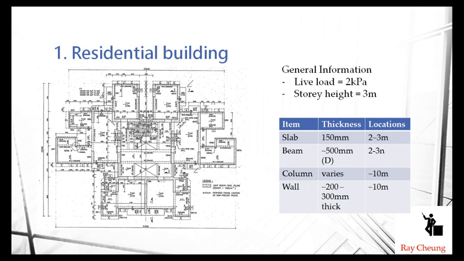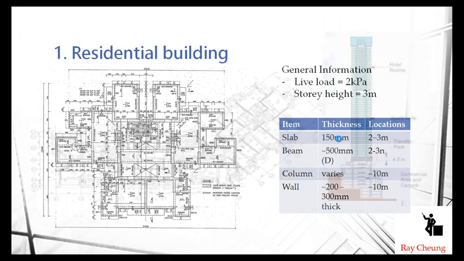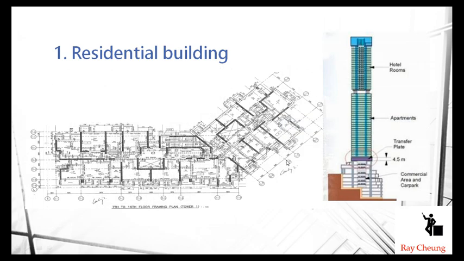For the beams, we normally have a beam every 2 to 3 meters, and for the slab, the normal thickness is 150 mm. This is another form of the residential building. You can take a look at the dimension. Normally you can see the distance between the walls is within 10 meters.